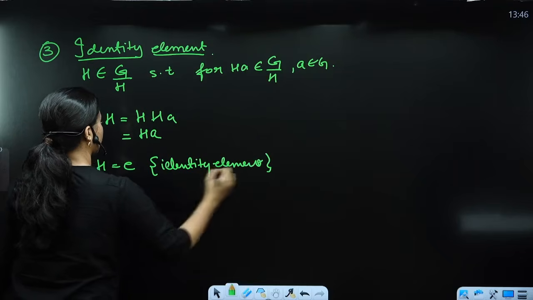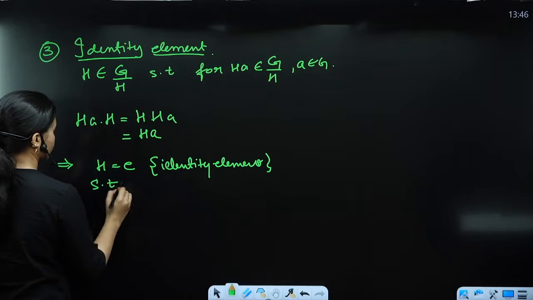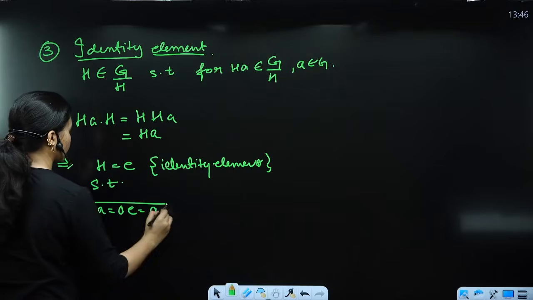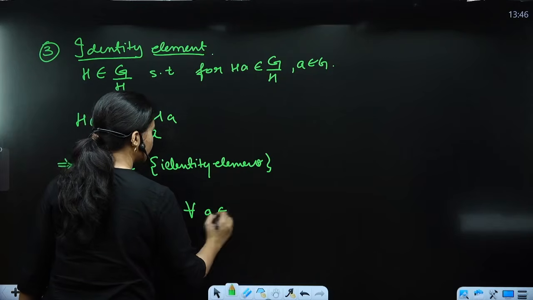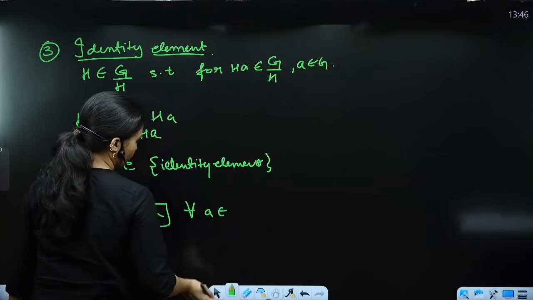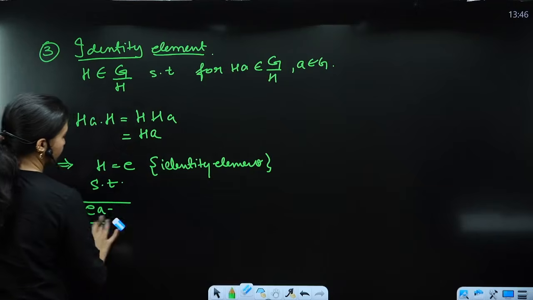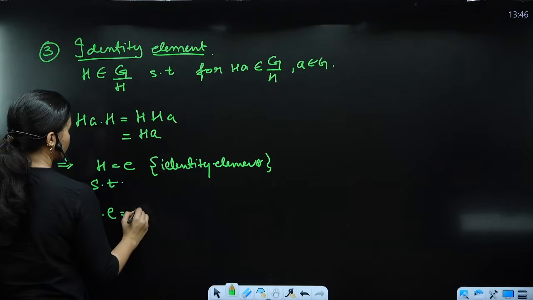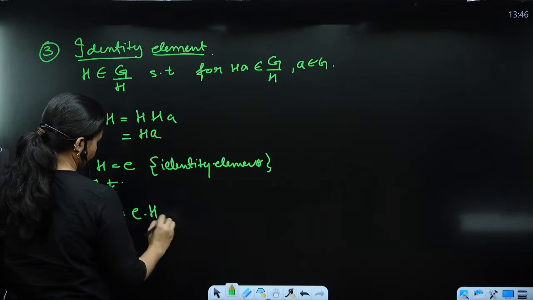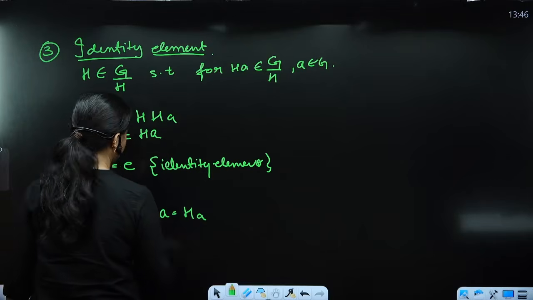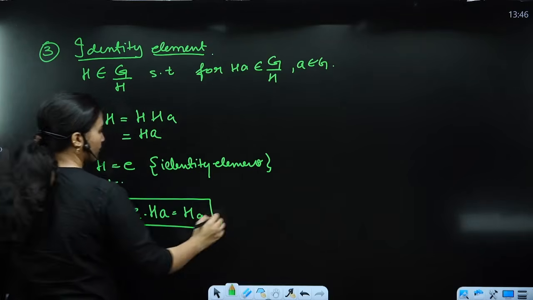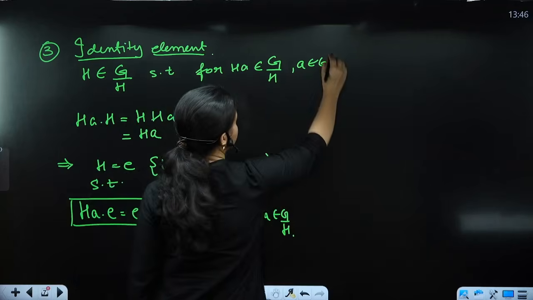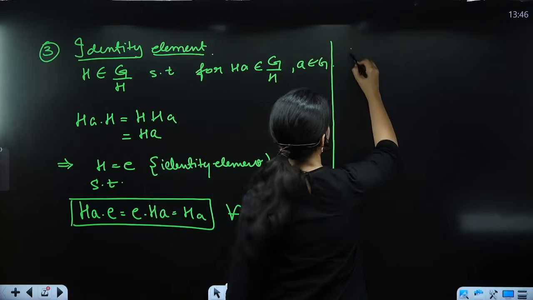such that EA equals AE equals A for all A belongs to G, or what we can do is we can write the element as it is, such that HA dot E equals E dot HA equals HA for all HA belongs to G by H, right?